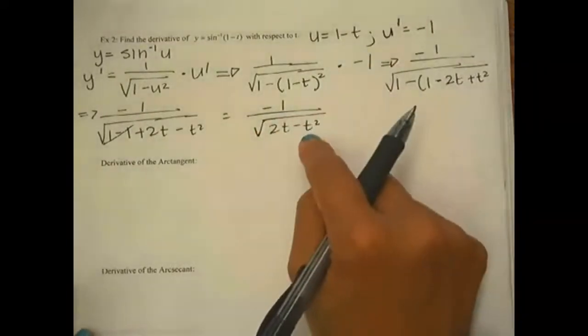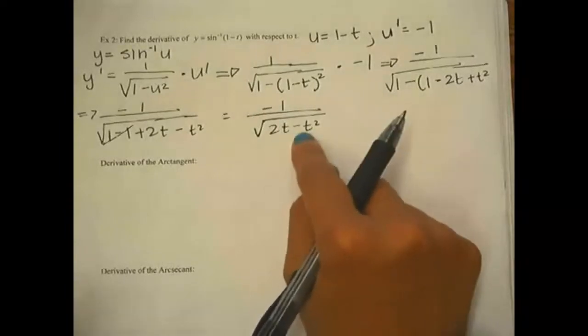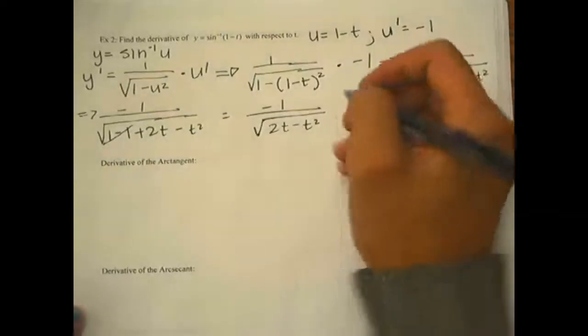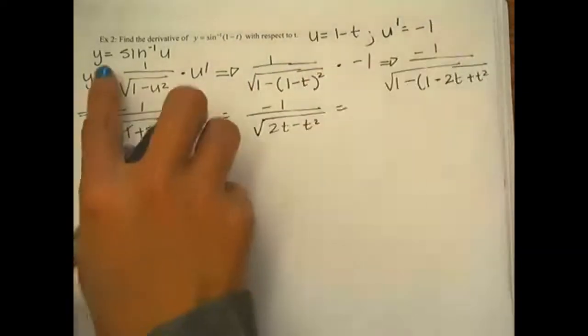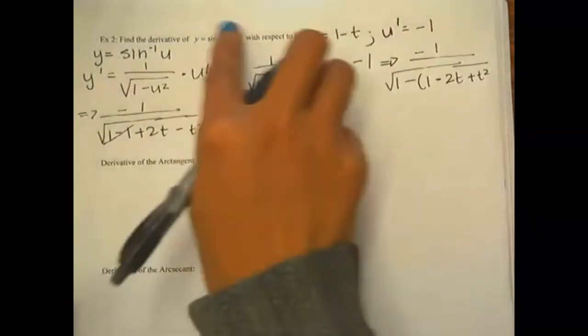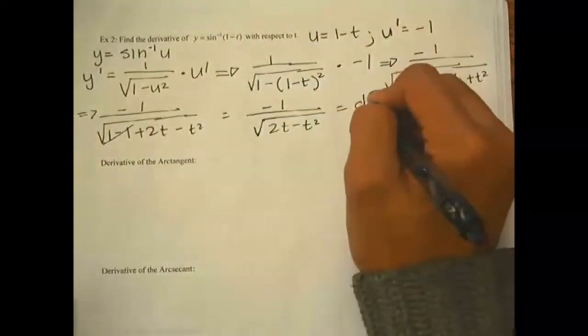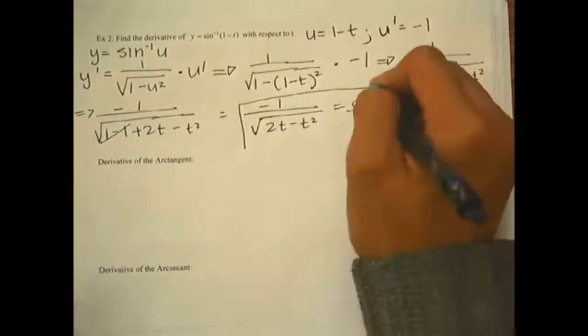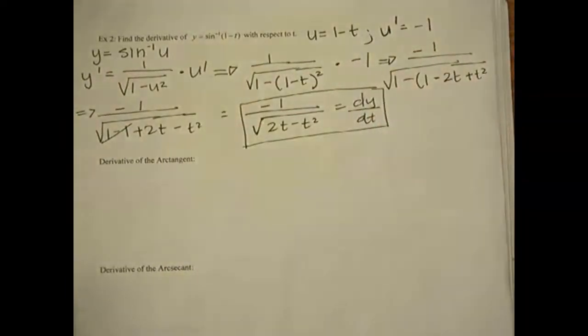Okay. So now in theory, I can definitely factor out a t, but it's not going to help me get it out of the radical. So guess what? I'm just going to leave it as is. And guys, this is the derivative of this equation. So this is dy over dt, with respect to t.